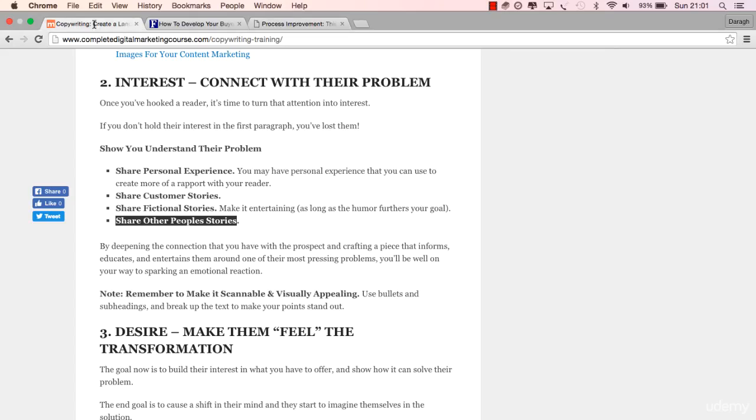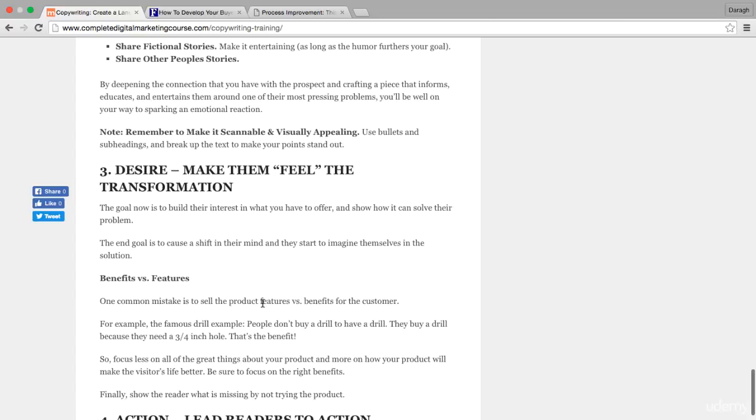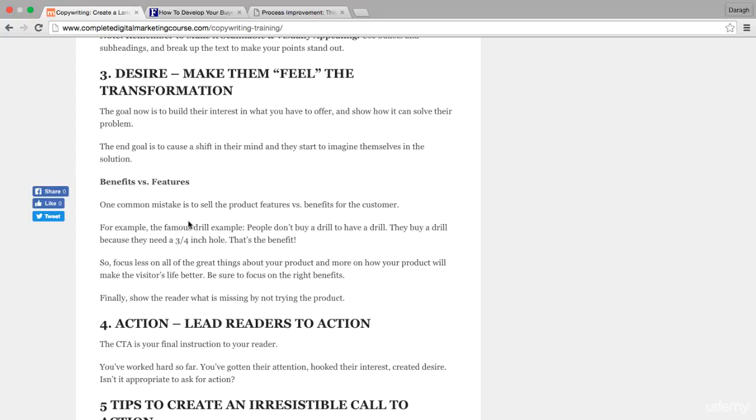So I think those are some interesting examples about showing that you understand the problem. Another one that you might be more familiar with is, say, those infomercials on TV. They start off, they're black and white, the person looks depressed, they highlight some of the problems very quickly, and it becomes easy to identify with those problems. And then they set it up for the next step, which is to create some desire and make the person really feel the transformation. So that's what you want to do after you have really connected with their problem.